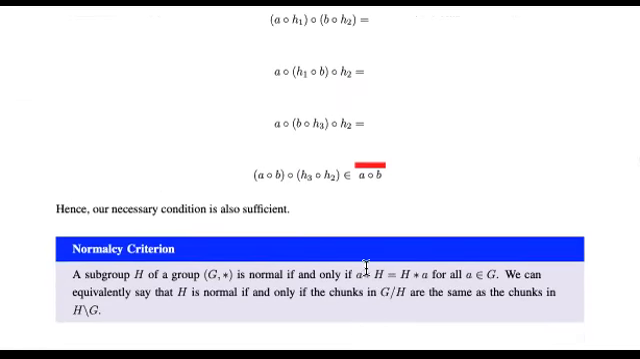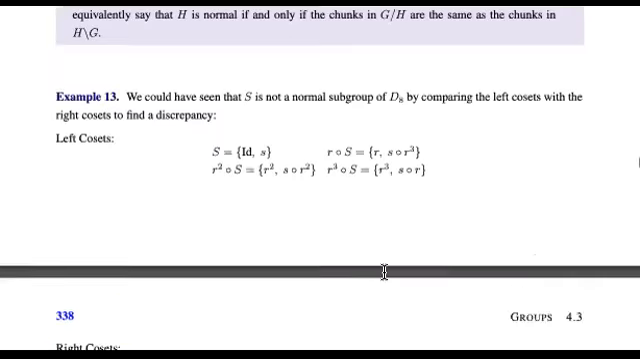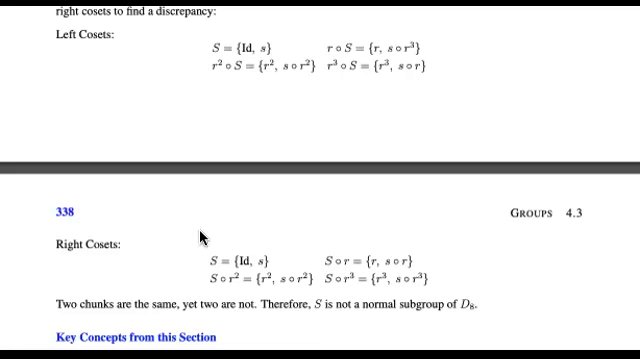Here's another form of it. If the left coset is equal to the right coset in this particular case. So you can look through this example. There's an example of that if you'd like.